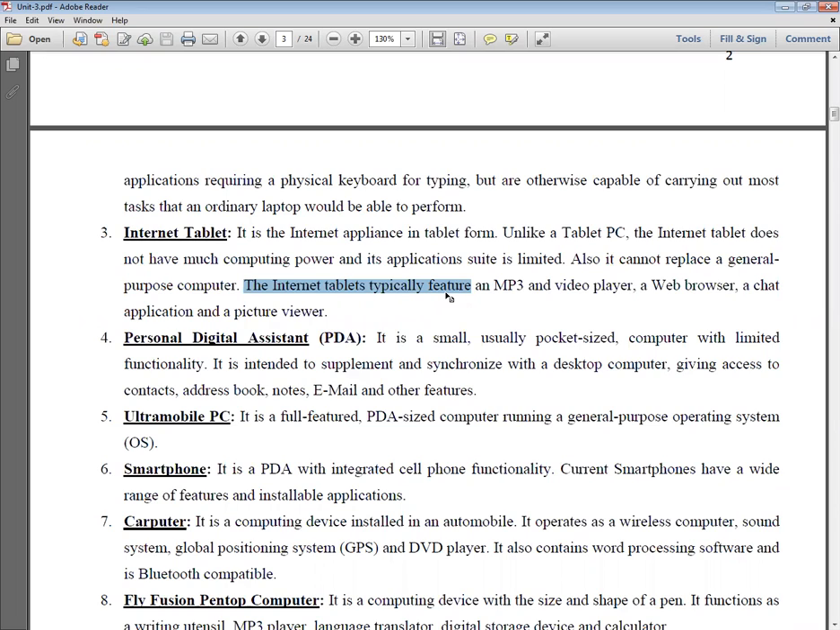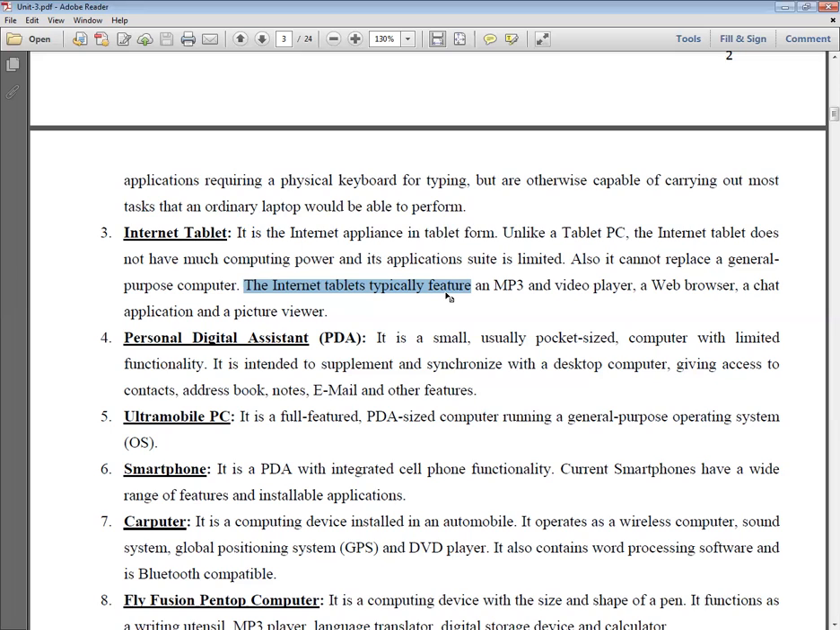And the third one is the internet tablet. So internet tablet in the sense, if an internet appliance is added to a tablet PC, it is called an internet tablet. See, the disadvantages of a tablet PC will also be reflected in this particular internet tablet.